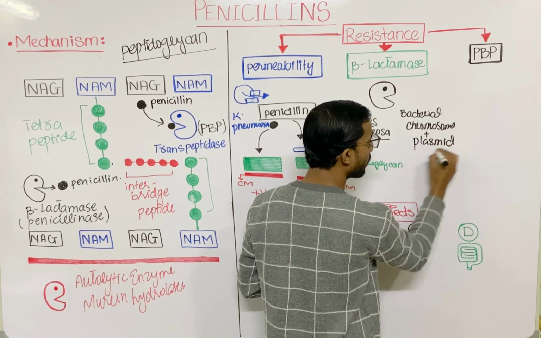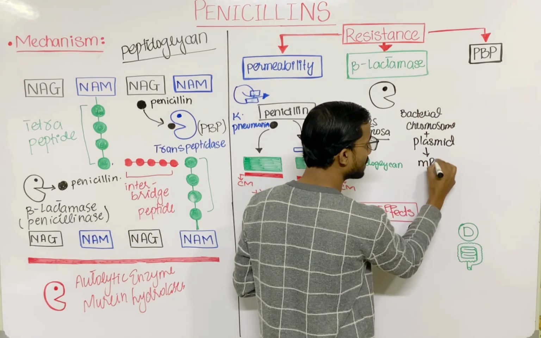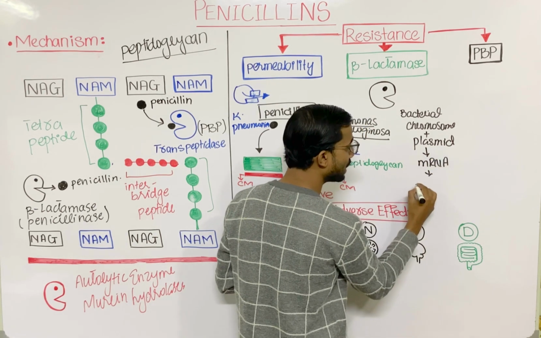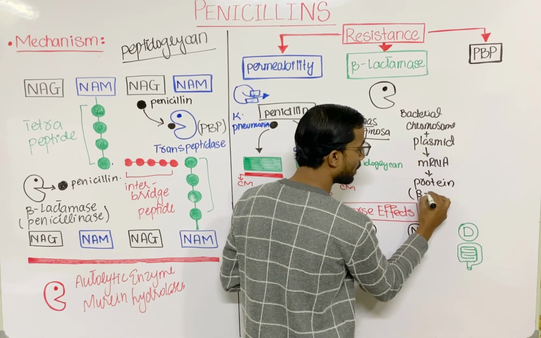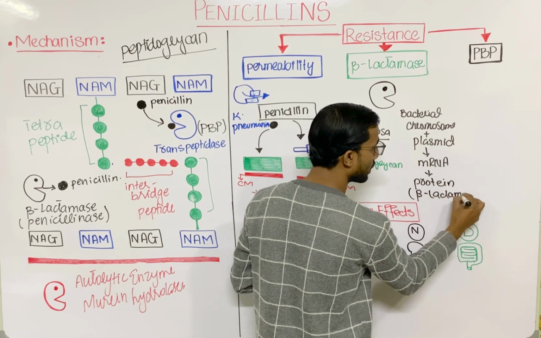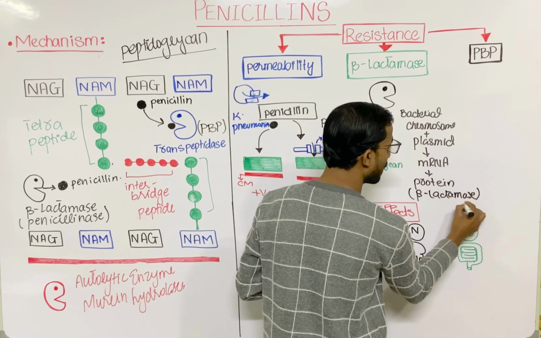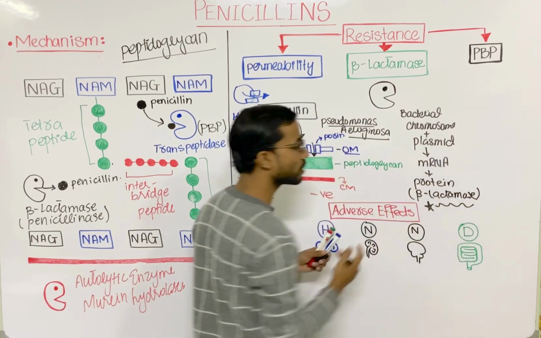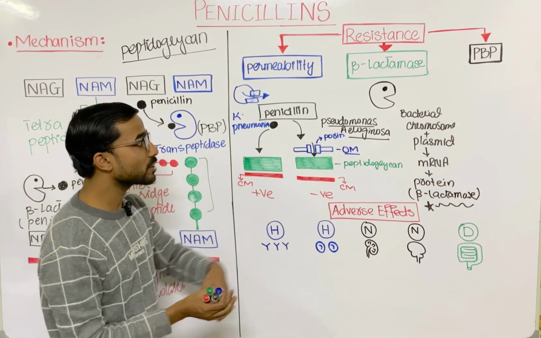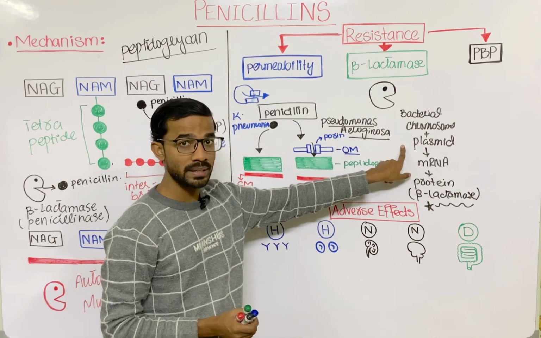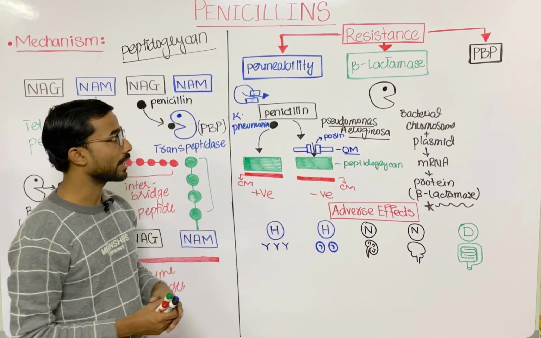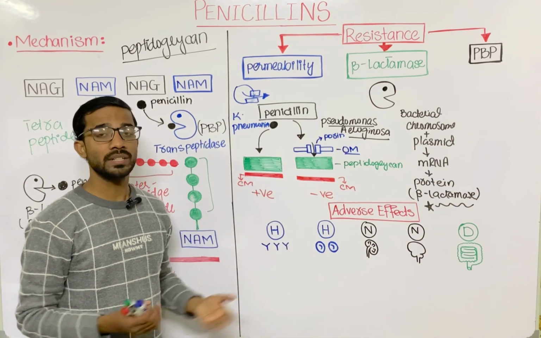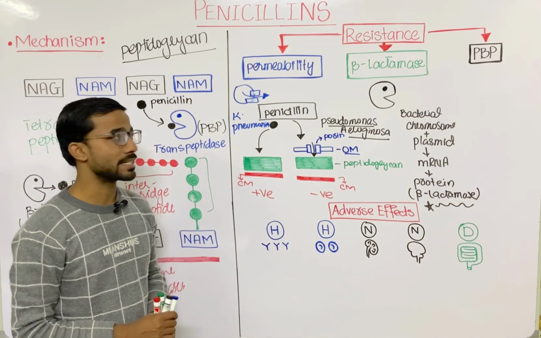The plasmid, or you can say the chromosome, will form the messenger RNA, which ultimately forms the proteins. That is the beta-lactamase. Beta-lactamase is an enzyme that is protein in nature. So the bacterial chromosome and the plasmid encode the formation of beta-lactamase, and as a result you will see the development of resistance against penicillin.